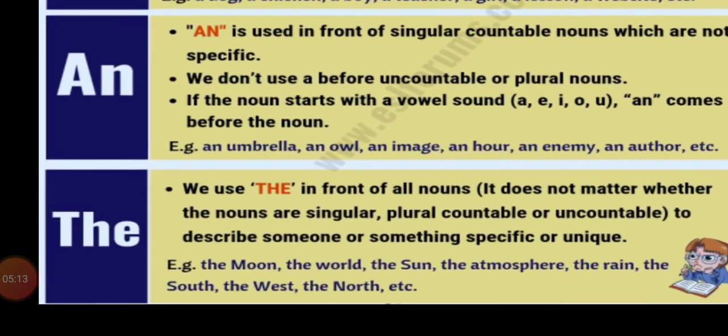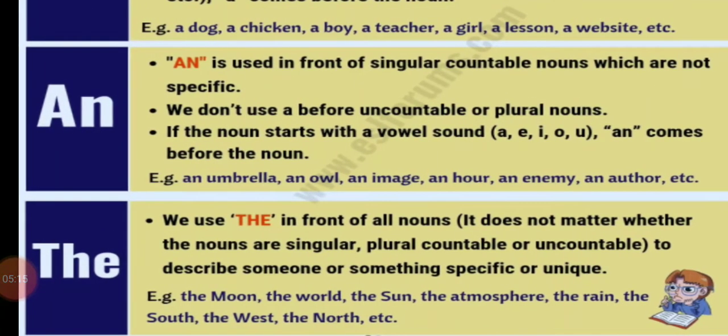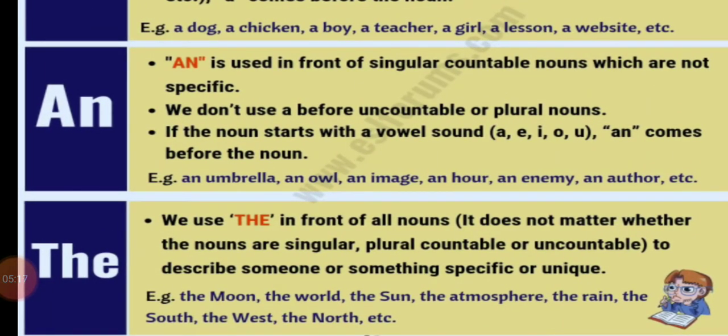Next, the third one is the. We use the in front of all nouns. Okay, it does not matter whether the noun is singular, plural, countable or uncountable. What is the use of the? We use the in front of all nouns, whether it is singular, plural, countable or uncountable.